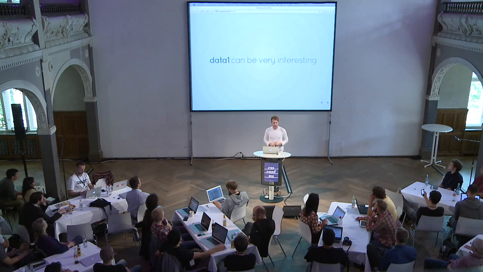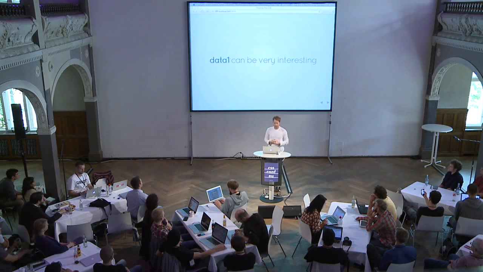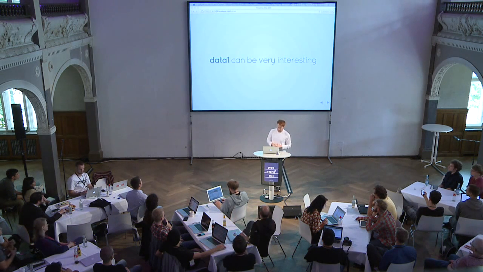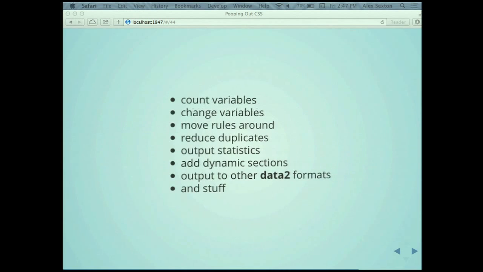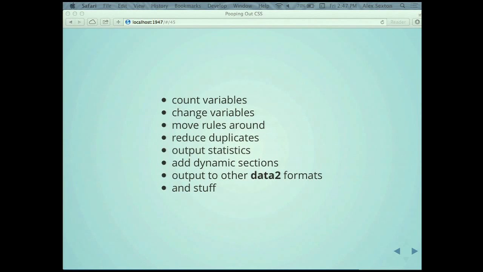Data 1 can be interesting. Just reading the data can be pretty eye-opening. So data 1 would be that data that, once we turned it into a structure that represented our SAS, what information could we get from it? We could count how often we use variables, or we could change them before they ever get used. We could move rules around. We could reduce things. We could lint. We could change the output formats. We could output to multiple formats. There's a lot of work you can do by having your styles as data. And it's super cool to me.